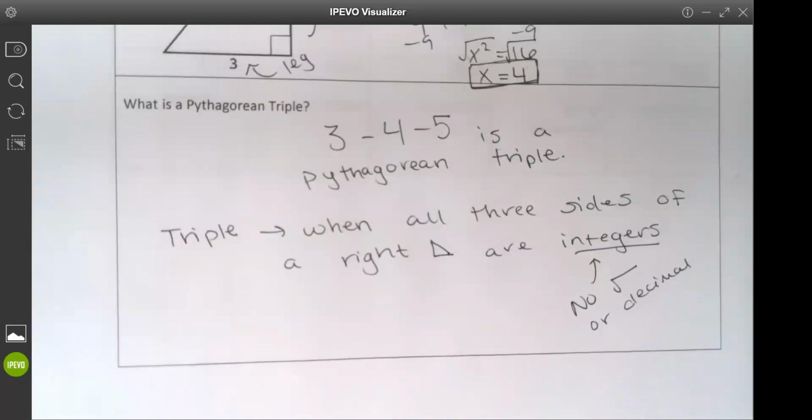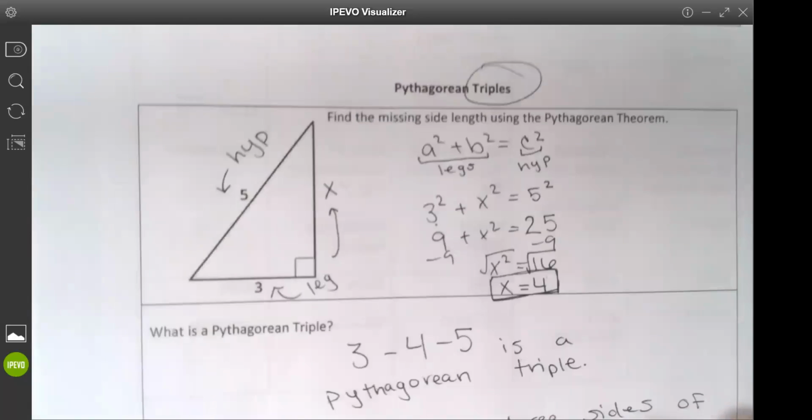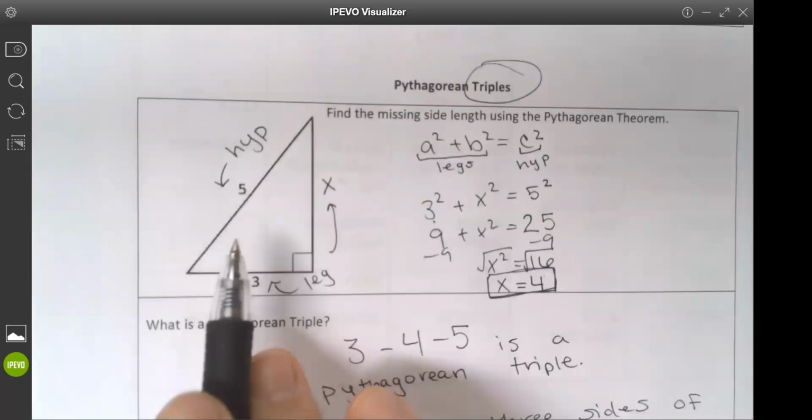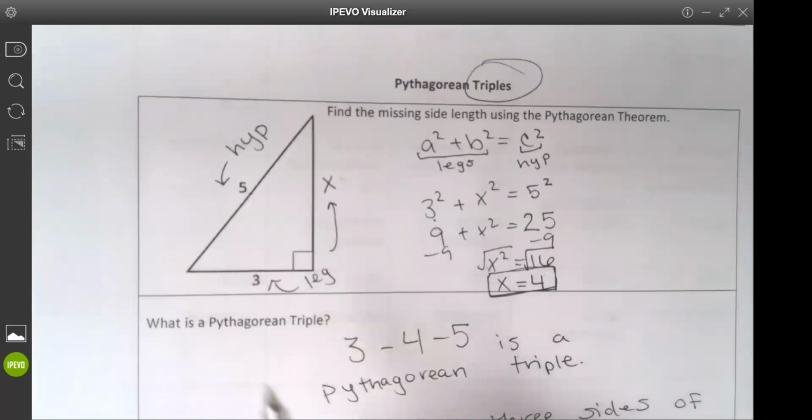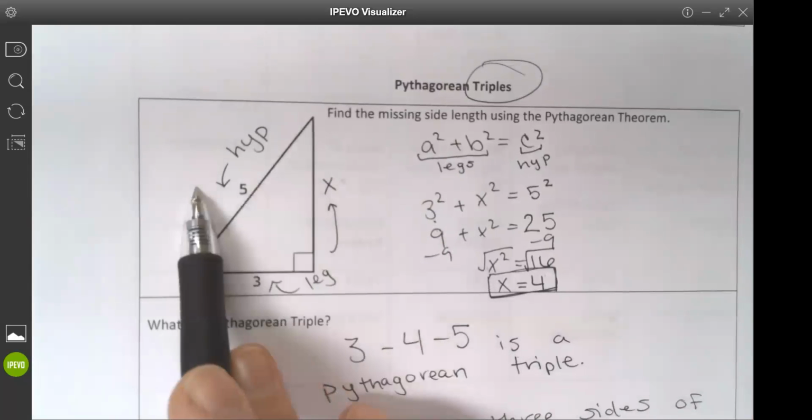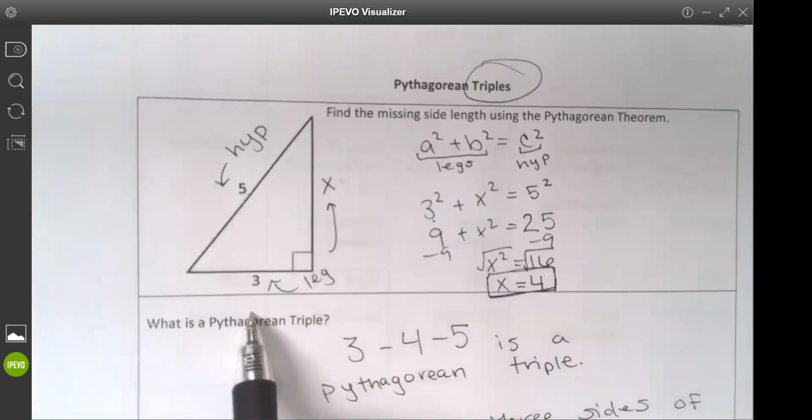Why do we care about triples? Well, if I memorize a few of them, I don't have to use the Pythagorean theorem. Like, for example, because I know 3, 4, 5 is a triple, if I was given this triangle to solve, I would go, oh, well, it's 4, because it has to follow the pattern. It will always go 3, 4, 5. If I had 4, 5, I would know the other side is 3.